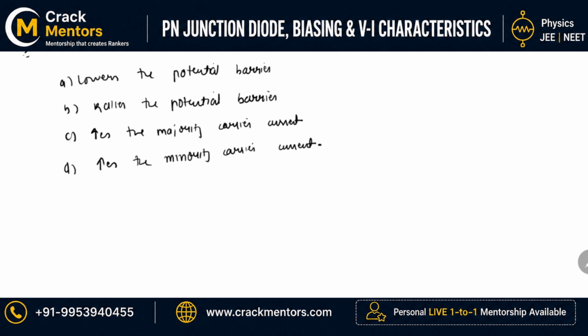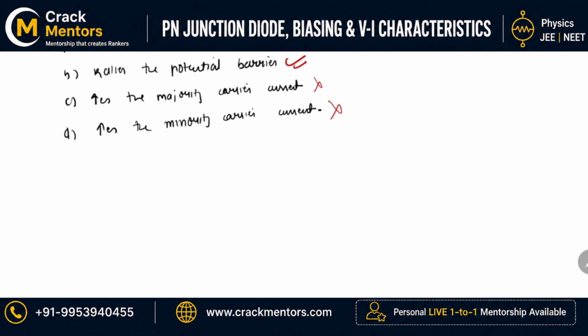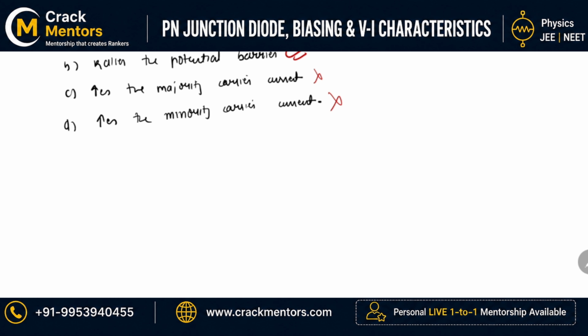So in reverse bias condition, what happens? It lowers the potential barrier? No, the potential barrier is increased. Option B is the right one. Let us take the next one. Increases the majority carrier charge? No. Increases the minority carrier charge? Not at all. The correct answer is option B. I hope that is clear.